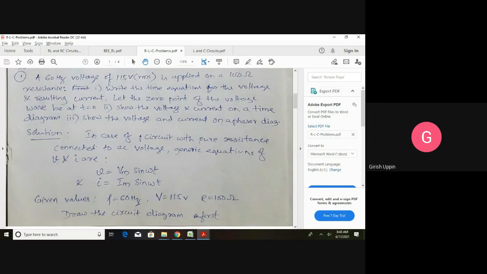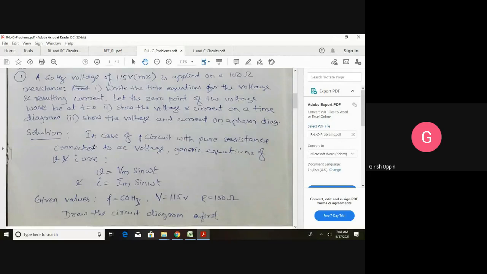In case of a pure capacitance, if we apply a voltage V = Vm sin omega t, the current will lead the voltage. Means current will start even before we apply the voltage. So it will lead by pi by 2. The equation for the current is I = Im sin (omega t plus pi by 2). And the power consumed in the pure capacitance is 0.